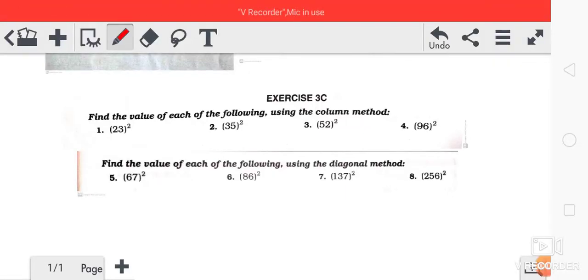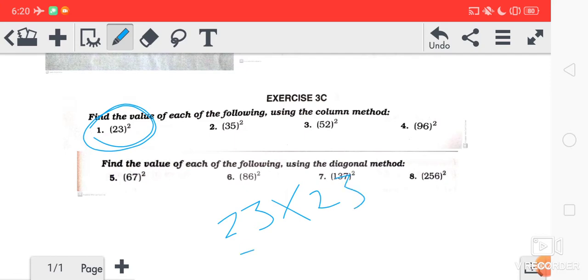As we have completed exercise 3B, we are going to start exercise 3C. In exercise 3C, we have to find the square. You can see here 23 square. How will you find 23 square? You will say, sir, 23 into 23. We just have to multiply, and we'll get 23 square. Okay, so this is the method, but you don't have to do it this way.